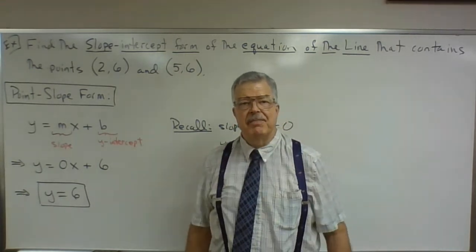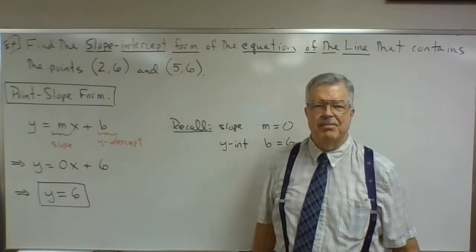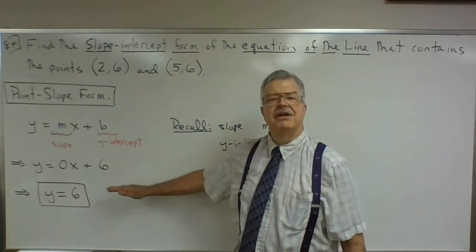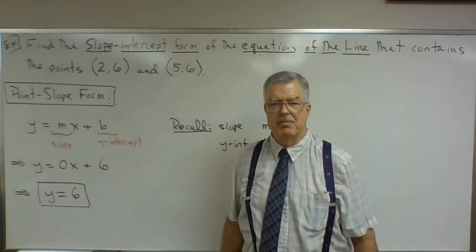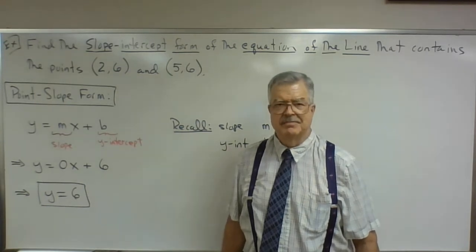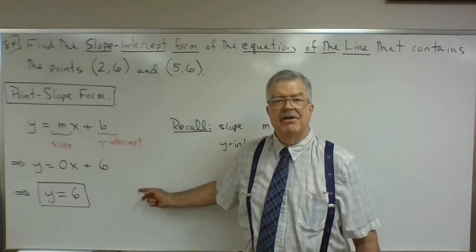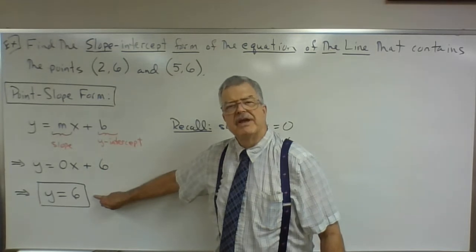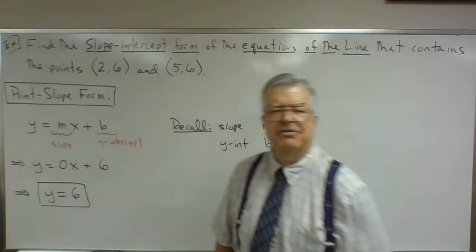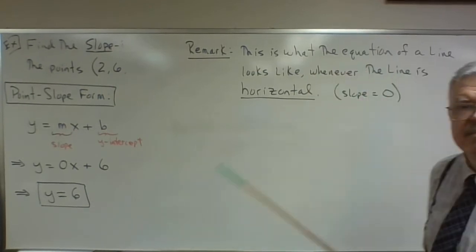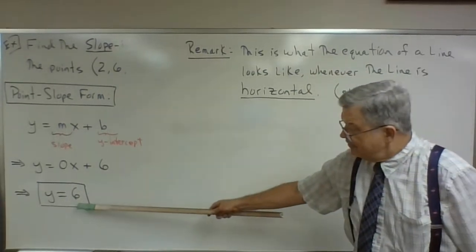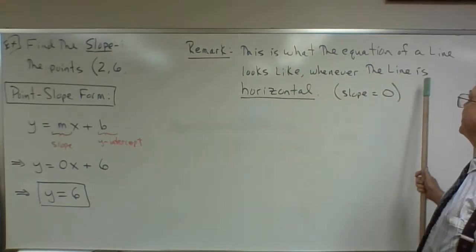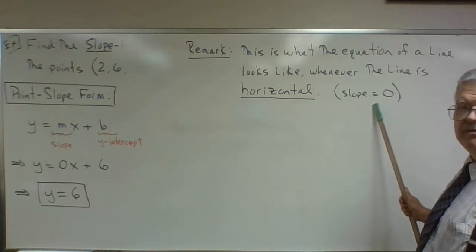What was different about this example as compared to the examples before when we've worked with the slope-intercept form of an equation of a line? Here, the line was horizontal. The slope was 0. That's why this equation looks so weird. Now let's recap that. See this? This is what the equation of a line looks like whenever the line is horizontal, or whenever the slope is 0.